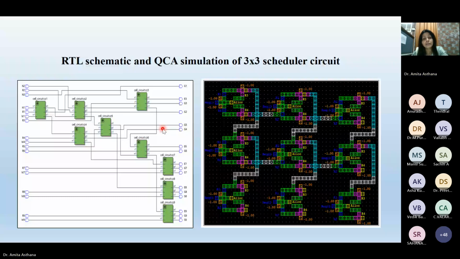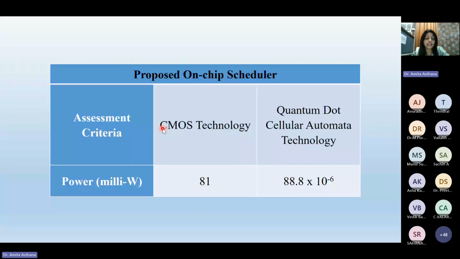Now the assessment criteria would be the power dissipation by both the technologies. The proposed on-chip scheduler using CMOS technology is consuming a power of 81 milliwatts, whereas in the case of quantum dot cellular automata, the power would be very less in comparison to 81 milliwatts. It is just 88.8 times 10 raised to the power minus 6 milliwatts.